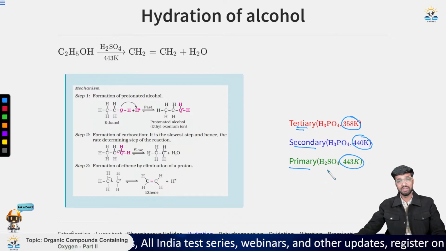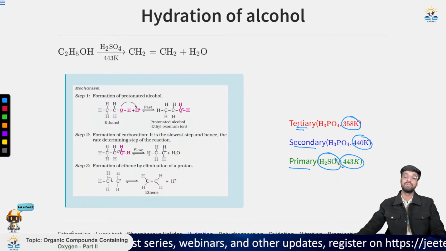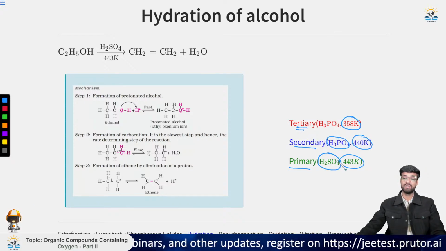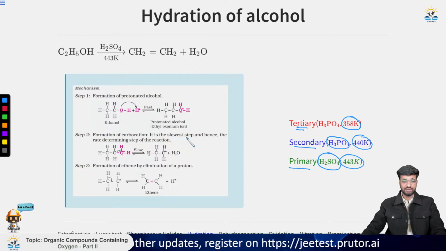Now you can see here that we have to use a strong acid for primary alcohol, that is H2SO4. While in case of tertiary and secondary, you can do it with the help of H3PO3 or H3PO4. So this is the dehydration of alcohol.